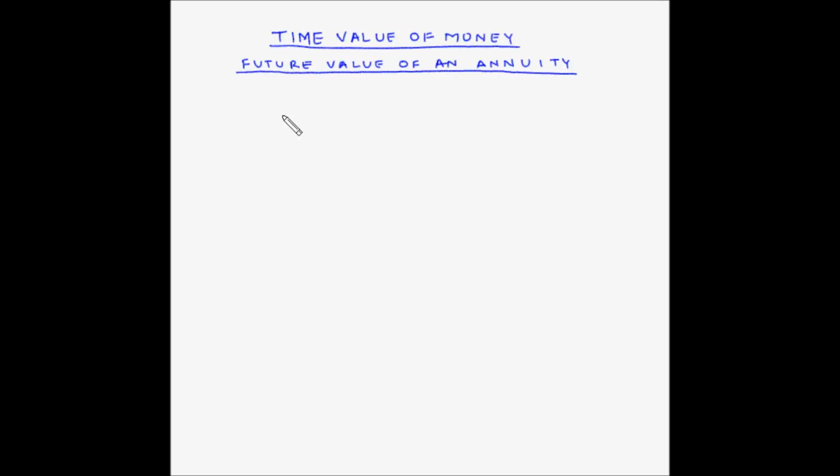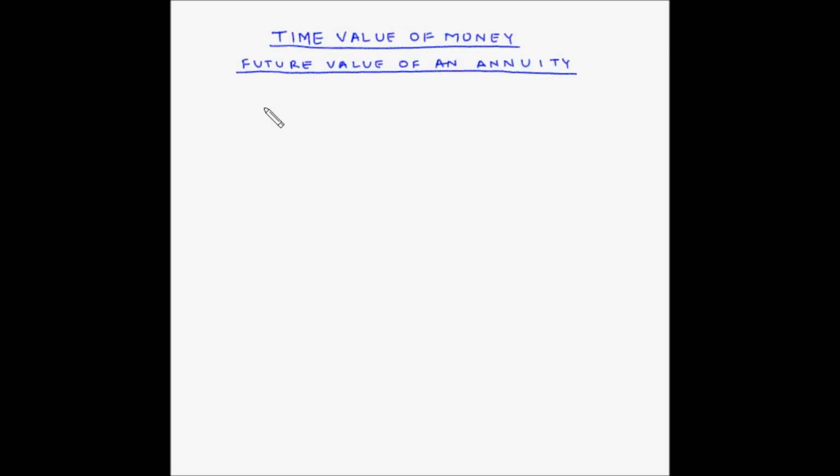In this video, we will understand what is meant by an annuity, what are the different types of annuities, and how to find the future value of an annuity. So, an annuity is a series of equal payments made at fixed intervals for a specified number of periods.